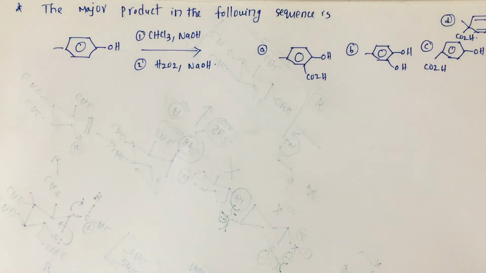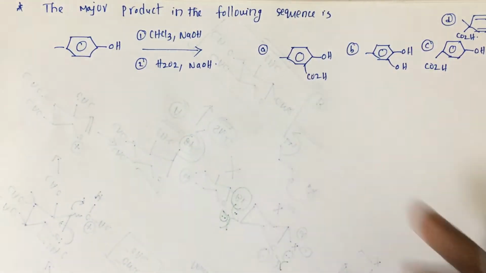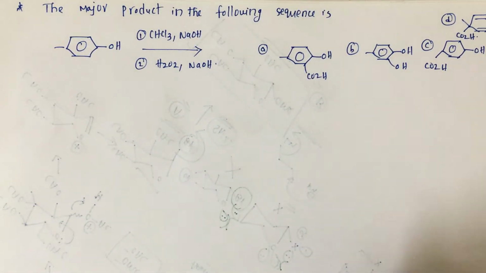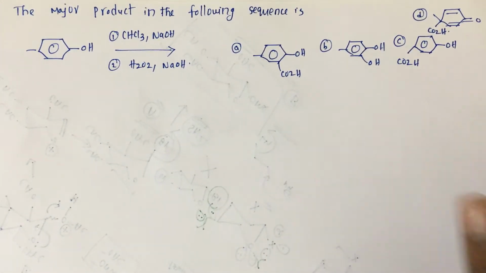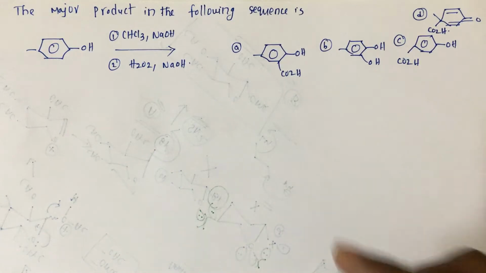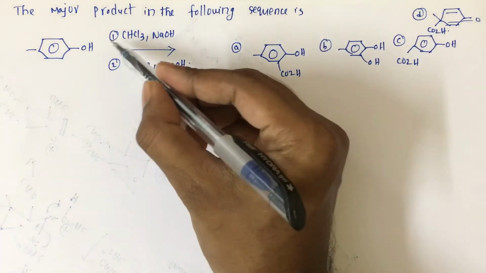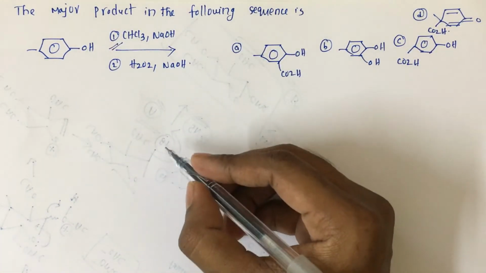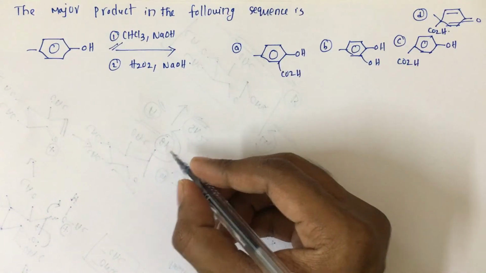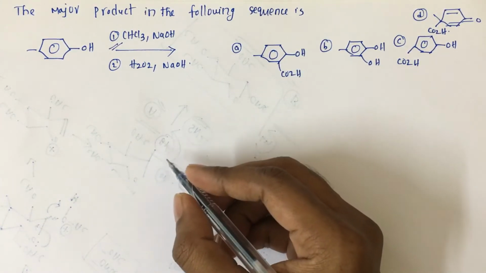And here we have another question: the major product formed in the following sequence. This is also a very simple question. I have written 4 options here, and I think you can see them. In the first step, this is very simple. This is the Reimer-Tiemann reaction. In the Reimer-Tiemann reaction, we know that alpha hydroxy compounds will form.